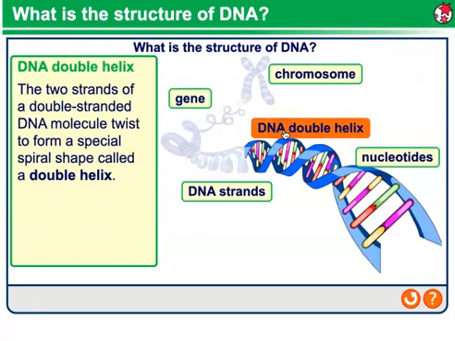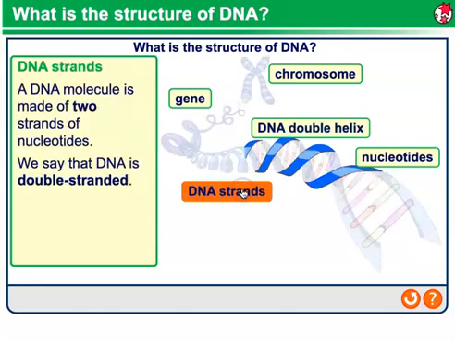The double helix. DNA double helix. The 2 strands of a double-stranded DNA molecule twist to form a special spiral shape called a double helix. DNA strands. A DNA molecule is made of 2 strands of nucleotides. We say that DNA is double-stranded.